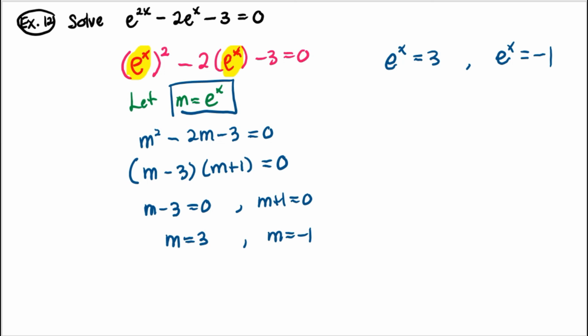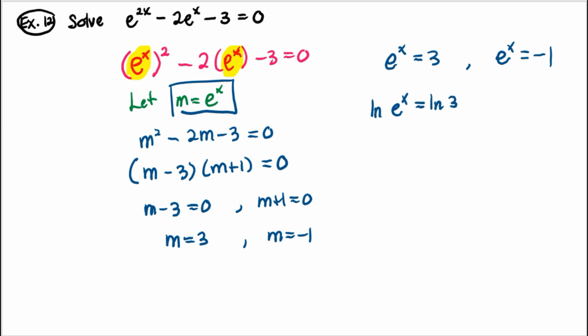How to remove the e to the power of x? In this case, you have to take the natural log. This is something new for you. You have ln on your calculator. Try to find ln. It is actually on the right side of the log. You find log on your calculator, and you have ln beside it. You have to take ln, so ln e to the power of x is equal to ln 3.